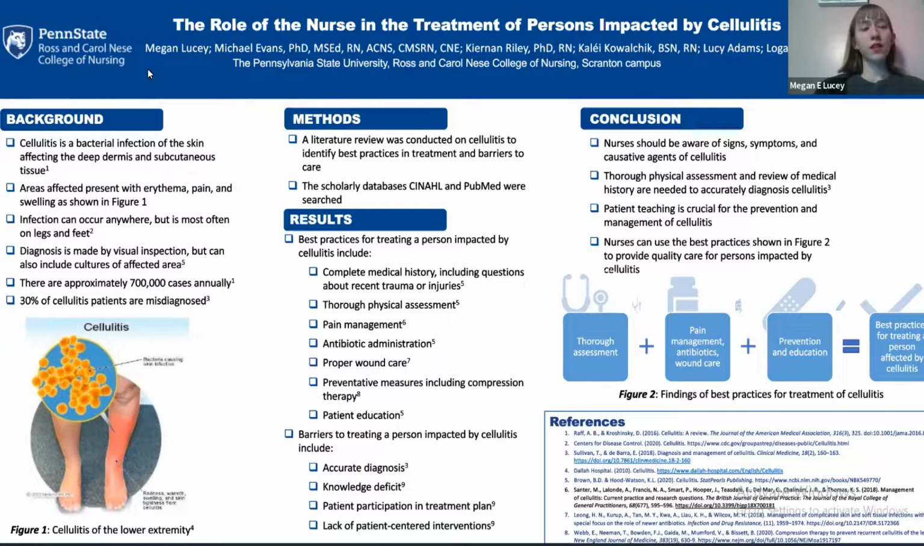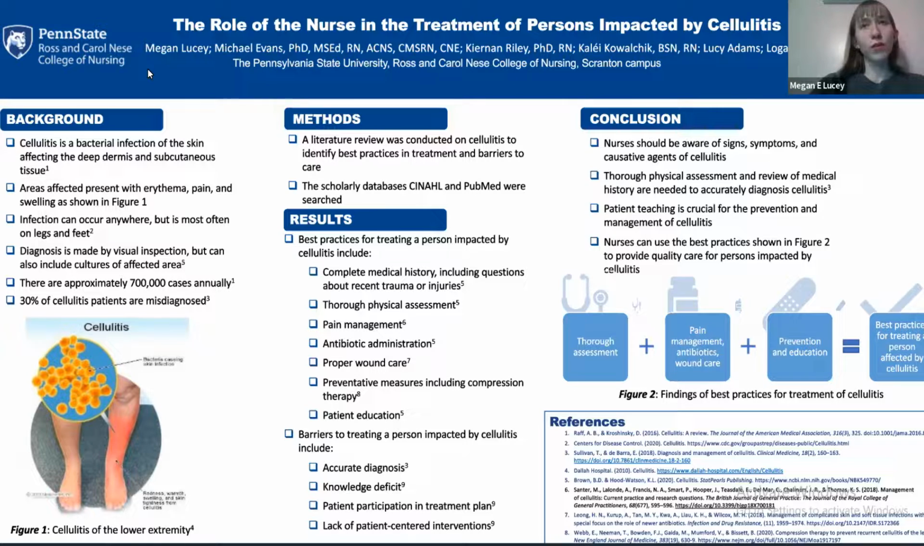So the research starts off with a background of cellulitis. It's a bacterial skin infection of the deep dermis and subcutaneous tissues. The areas affected with it typically present with redness, pain, and swelling. And there's a picture on the left-hand corner showing cellulitis affecting the lower extremities. The infection can occur anywhere, but it's most commonly on the legs and feet.